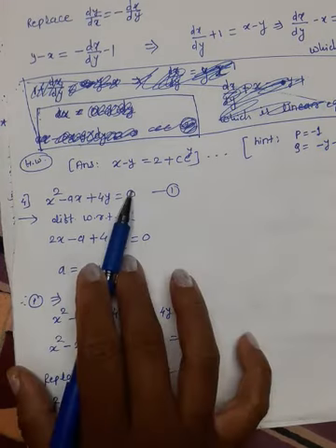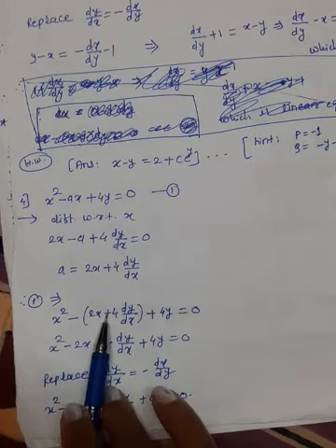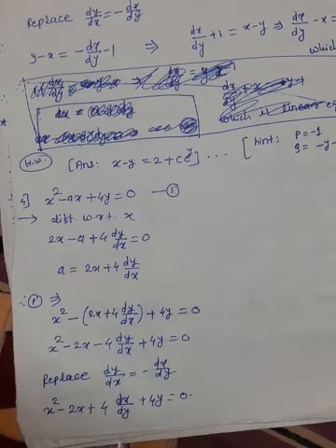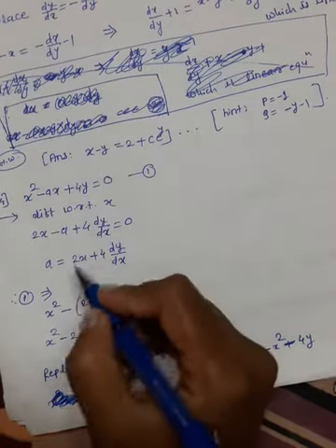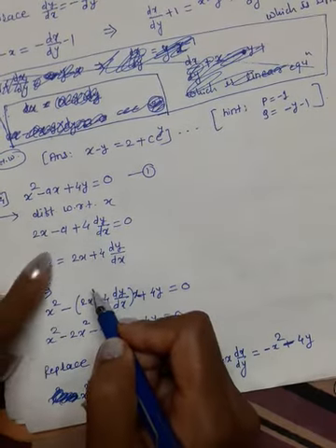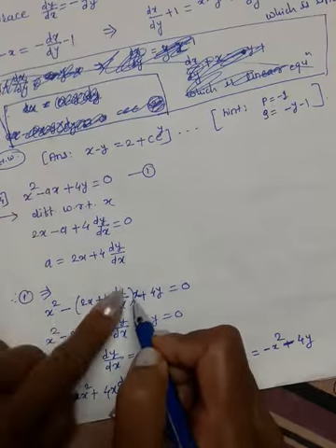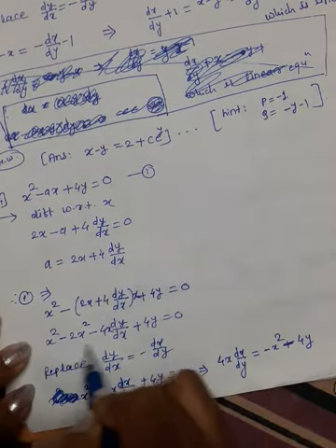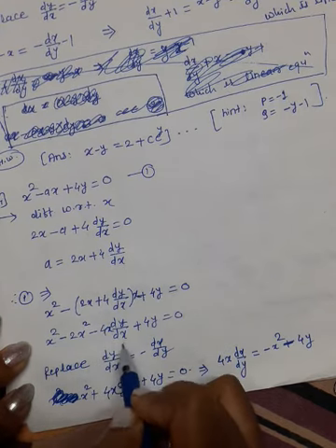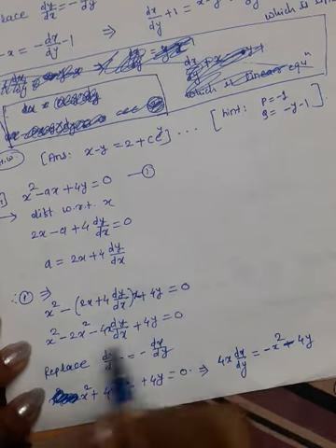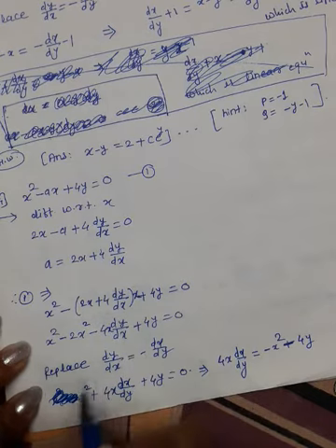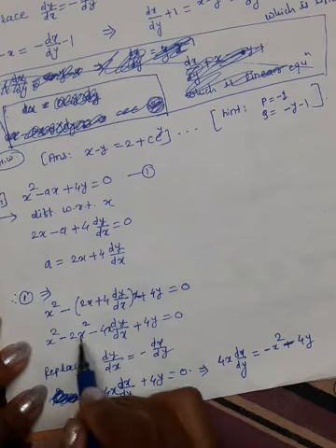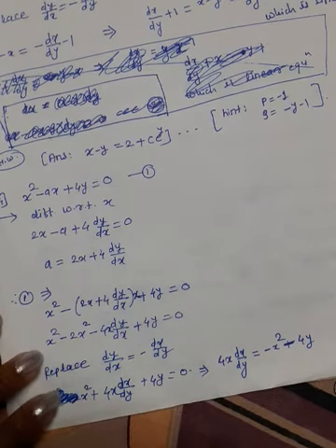Now put this value in the above equation 1. We get x square minus this a value into x plus 4y is equal to 0. Now take this x inside, we get x square minus 2x square minus 4x dy by dx plus 4y is equal to 0. This is the second step we have done. Now the third step is replacing dy by dx with minus dx by dy here. We get x square minus 2x square becomes minus x square.